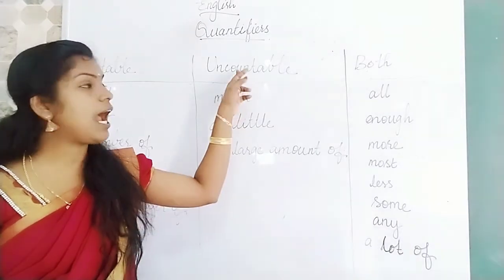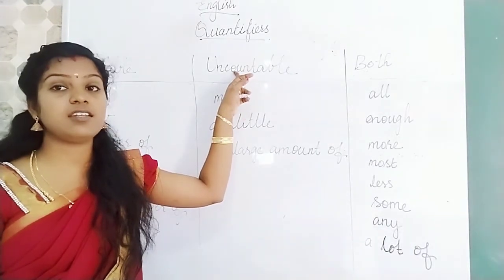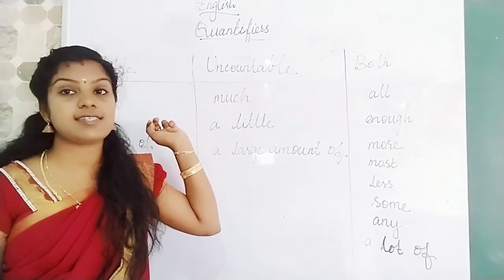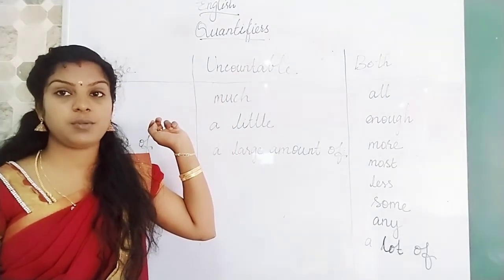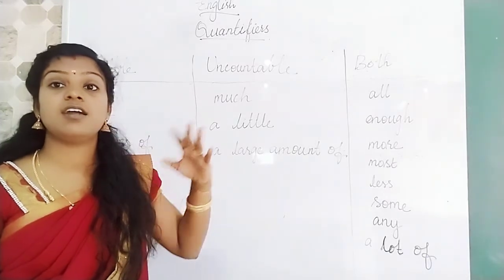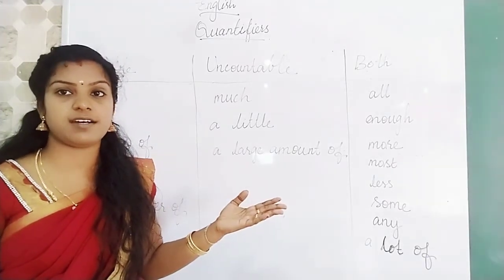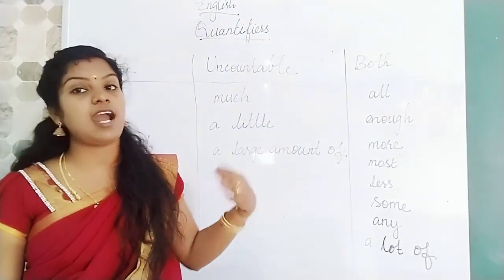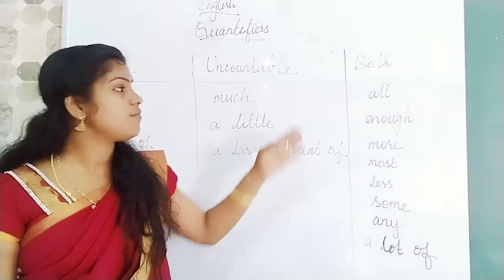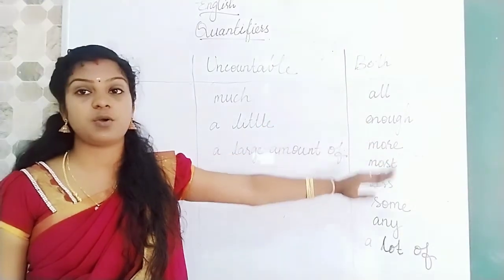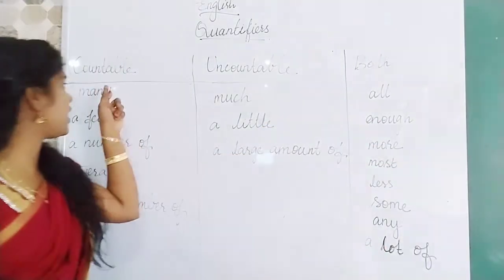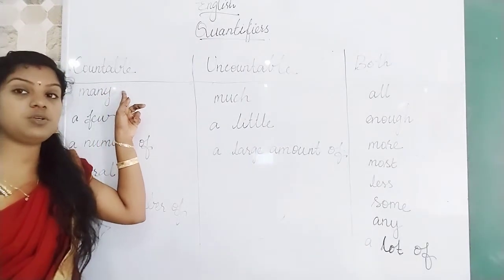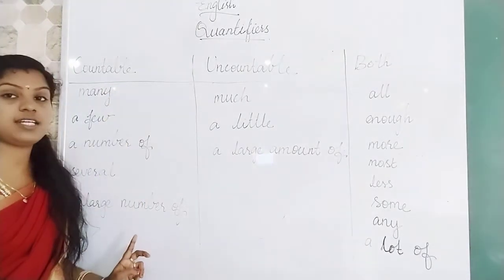Then uncountable noun, we cannot count the exact amount, right? For example, rice, milk, furniture. We have learned those things in our previous classes. Do you remember? Yes. Then both means countable and uncountable noun. For that we have some quantifiers. First one, countable noun. For countable nouns, we should use these quantifiers alone.